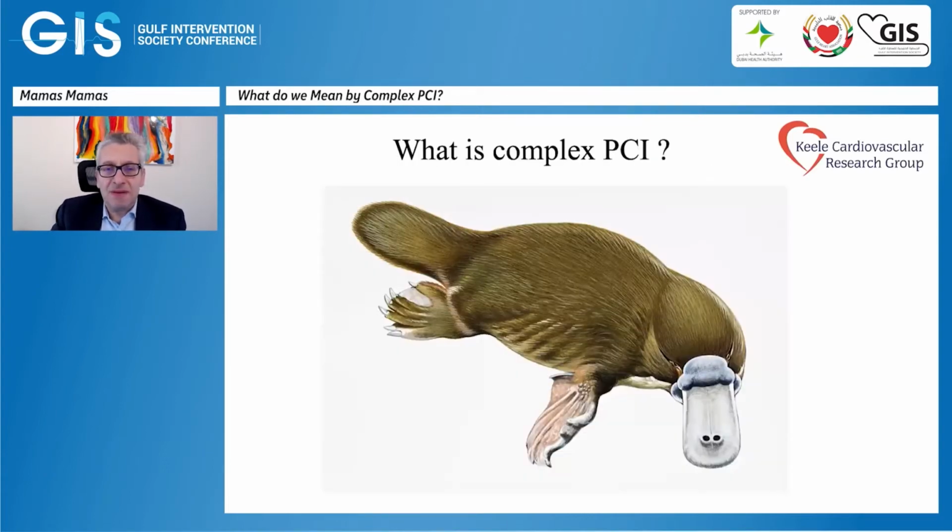So what is complex PCI? Well, this is a duck-billed platypus. We all know what it is. When you look at it, you know immediately this is a duck-billed platypus. But it's very difficult to describe. How do you describe this? It looks like a duck, it's got fur, it's got legs. It's very difficult to describe.